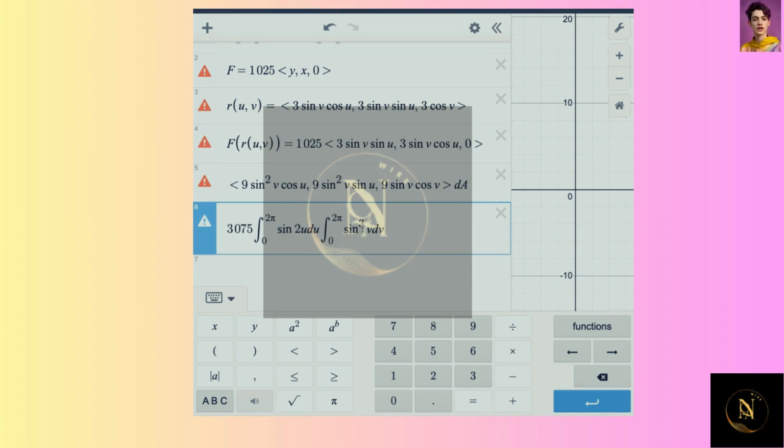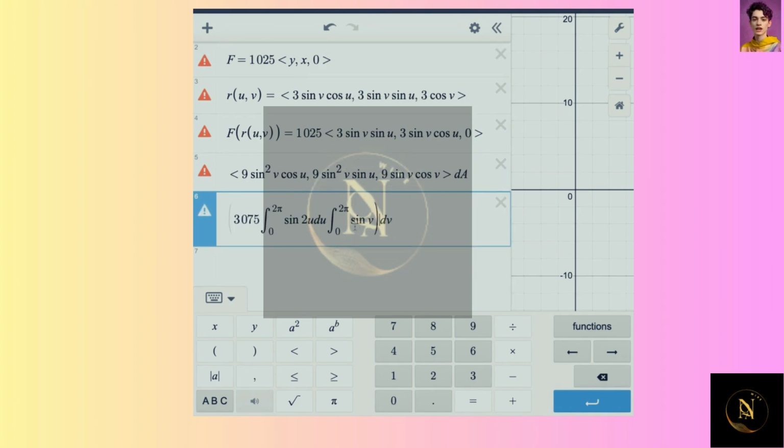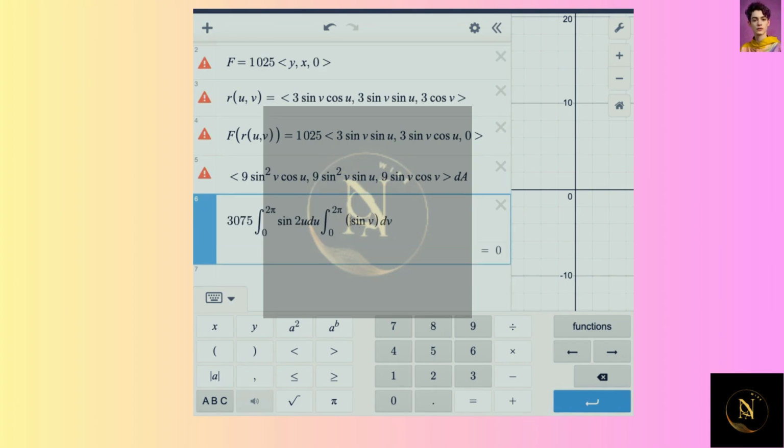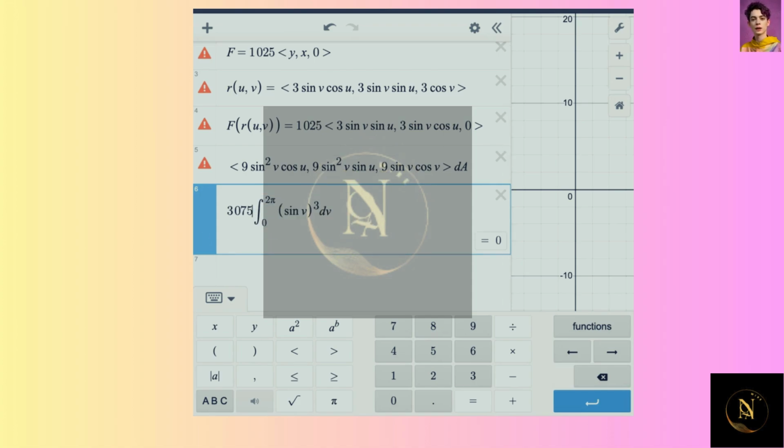And then if we make this the sine of v cubed, you see that we end up getting 0. And the reason for that is because this right here evaluated is going to be 0. So no matter what, we'll end up getting 0. And that ultimately tells us that the net rate of outflow of the seawater will be 0.